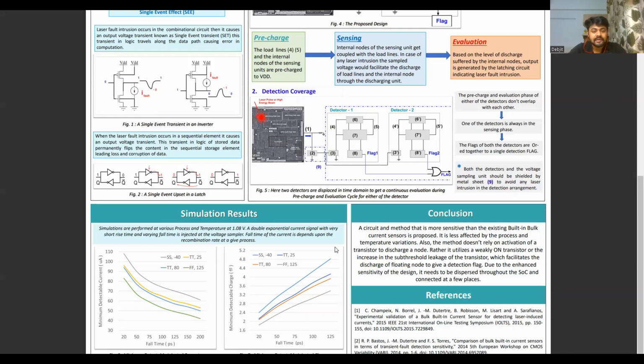Now, due to the enhanced sensitivity of the detector, it needs to be dispersed across the SoC and connected at a few places. Here are the references for further reading.